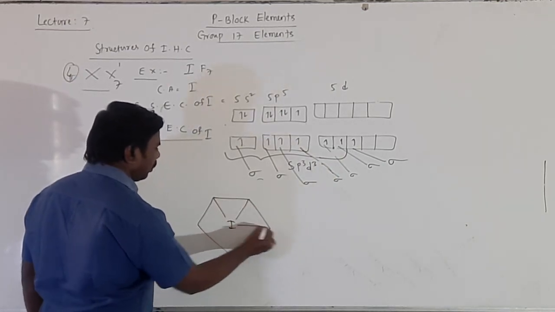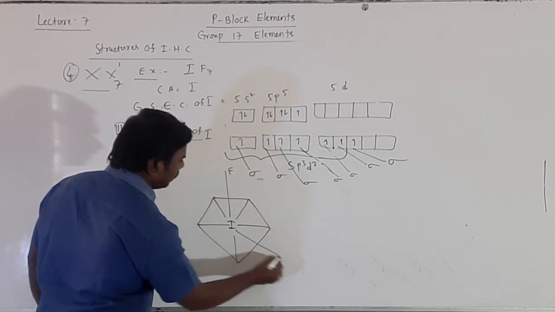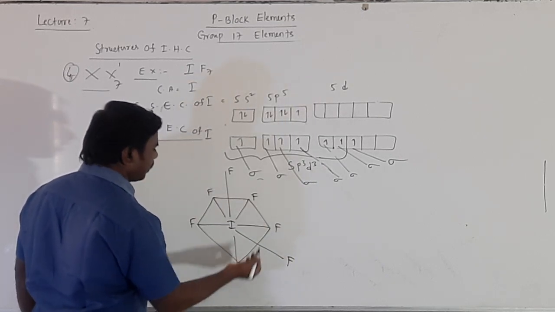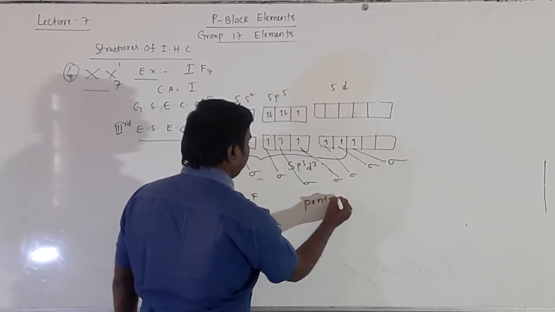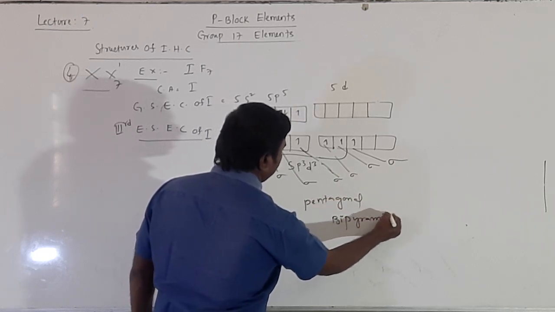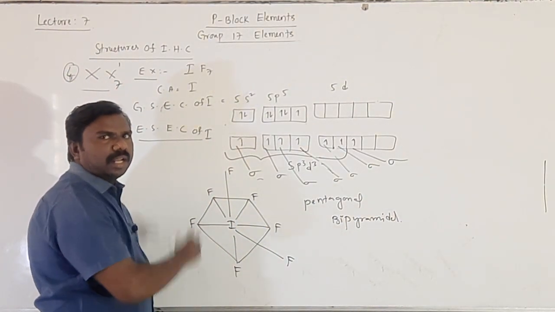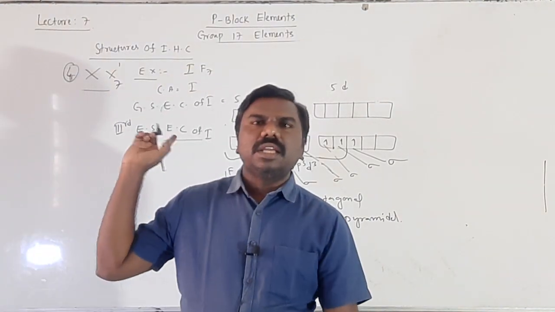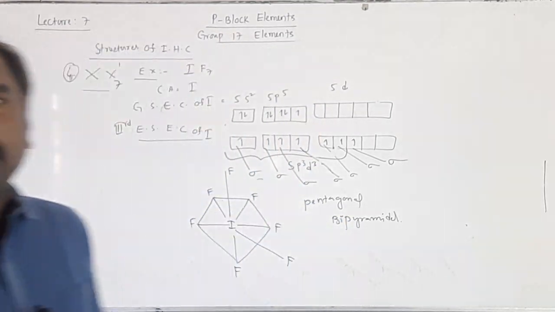So 7 sigma bonds with 7 fluorines, no lone pair, third excited state. It is pentagonal bipyramidal. Bipyramidal means one pyramid upside and one pyramid downside. Pentagonal bipyramidal, third excited state configuration of halogen in IF7. Very, very important.